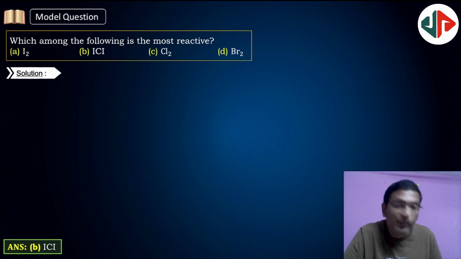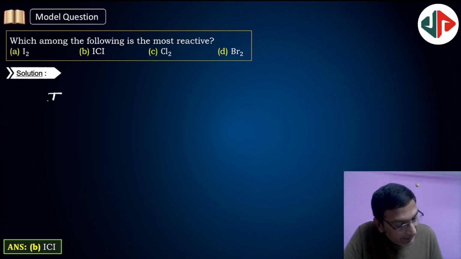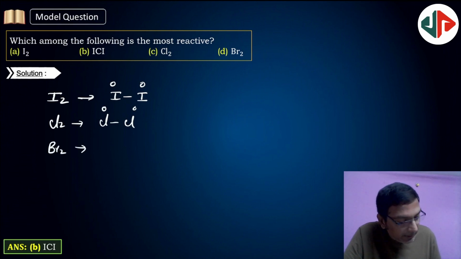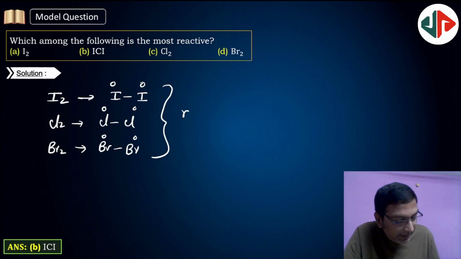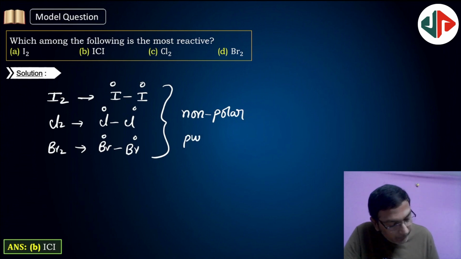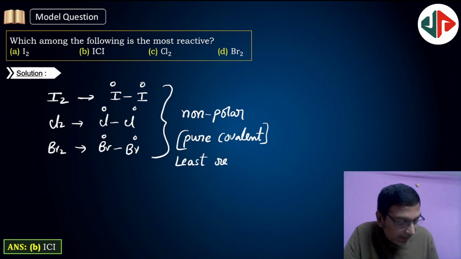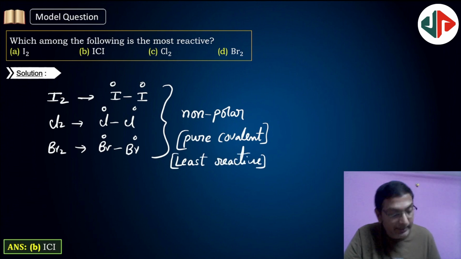Which among the following is most reactive? If you take I2, that will be I and I, charges 0. Cl2 also similar, Cl bond Cl, charges 0. Br2, Br bond Br, charges 0. That means these are completely non-polar or pure covalent bond. Therefore unreactive, least reactive because the absence of charges.